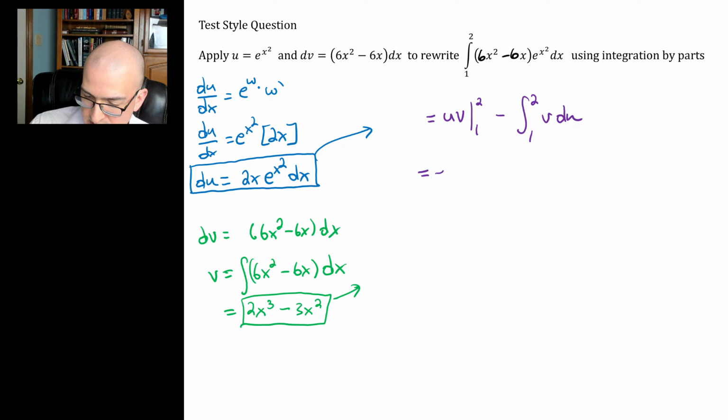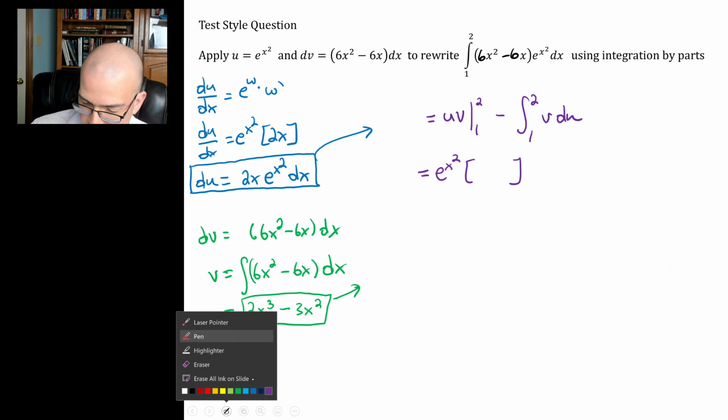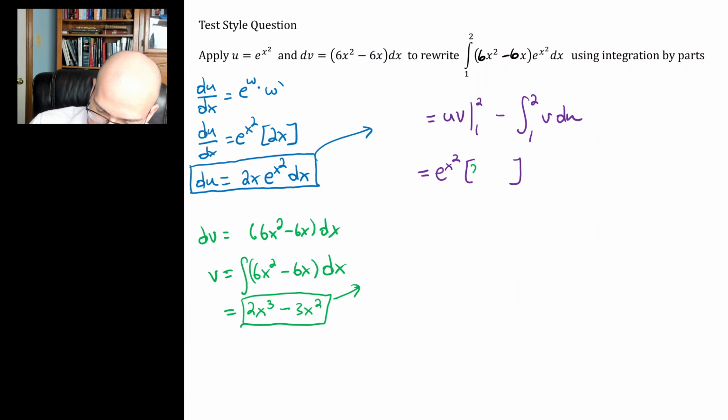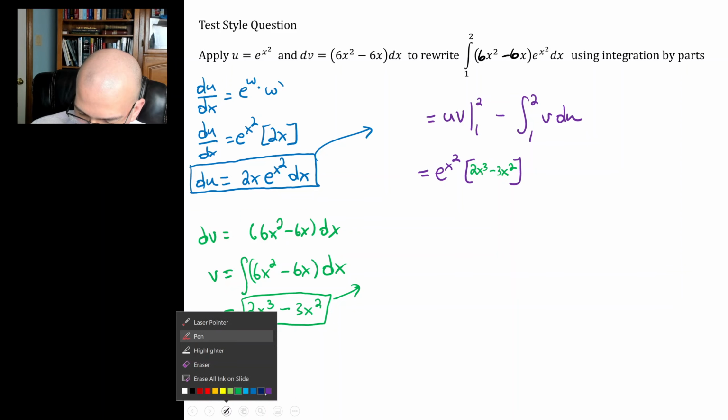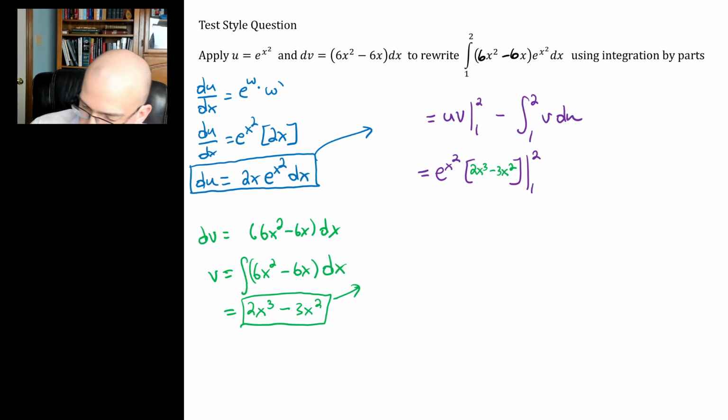So u was e to the x all to the 2. V is 2x cubed minus 3x squared. And then that's evaluated from 1 to 2. Minus integral from 1 to 2. V is that thing in green that we just found. And then du is 2x e to the x squared dx.